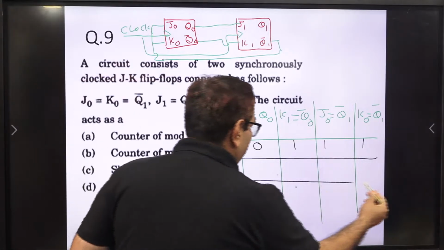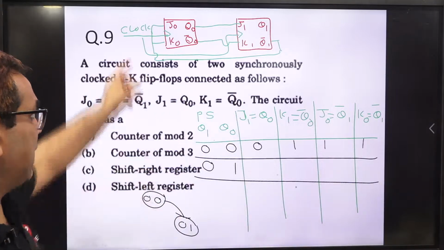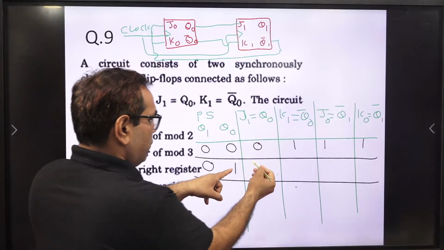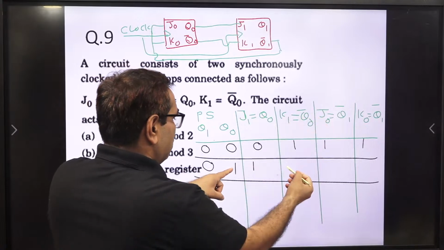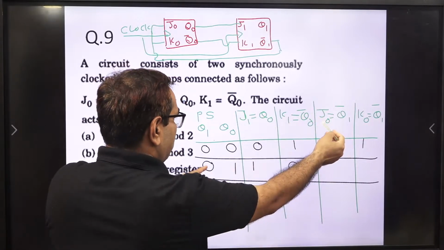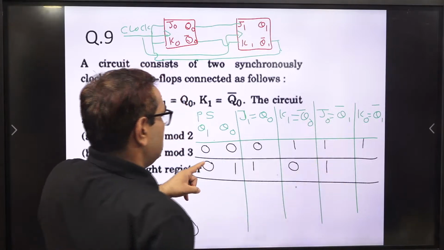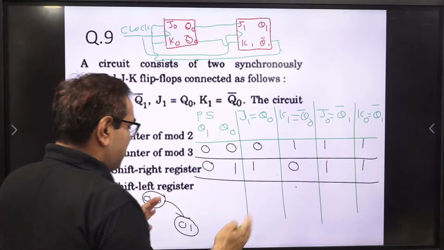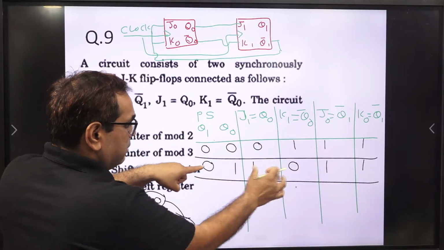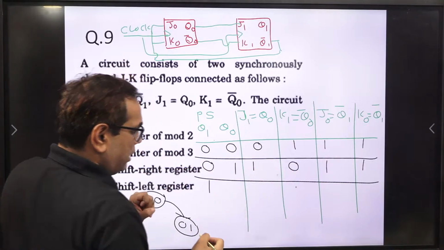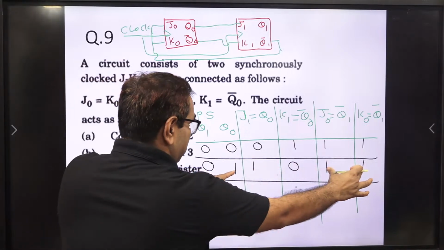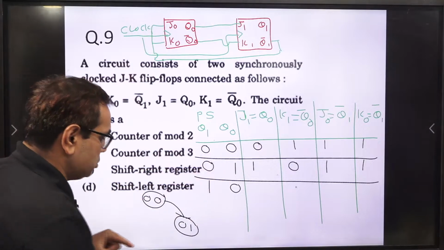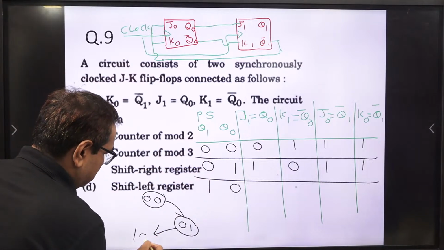Now once 0 1 is obtained, again write the connections of the inputs. Now J1 is Q0, so 1. K1 is Q0 bar, so 1 complement means 0. J0 is Q1 bar, so 1. And K0 is Q1 bar, so 1. So now think independently. First, present state is 0, input is 1 0, so set. So it becomes 1. Present state is 1 and here we have 1 1, which means toggling. So it will become 0. So from the 0 1 state it is going into the 1 0 state.